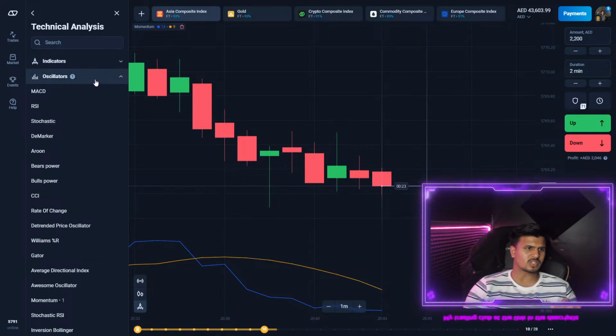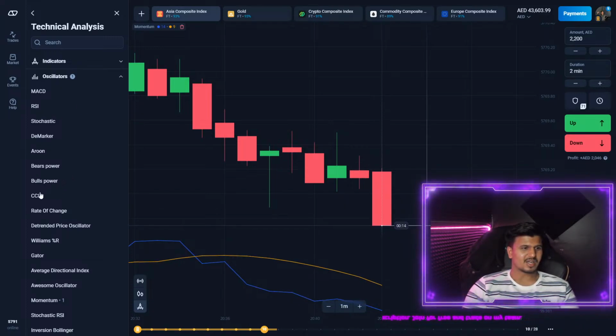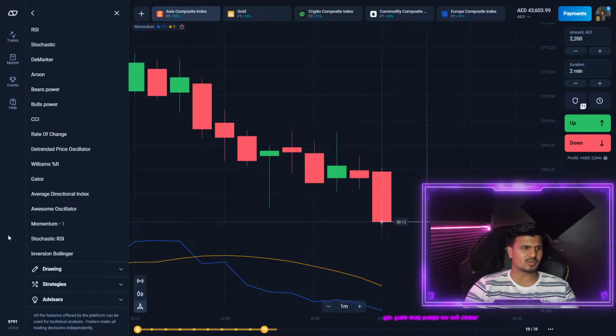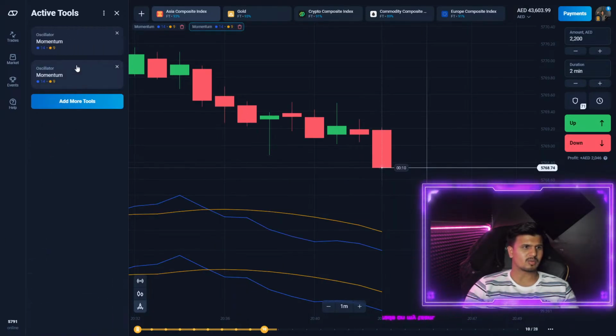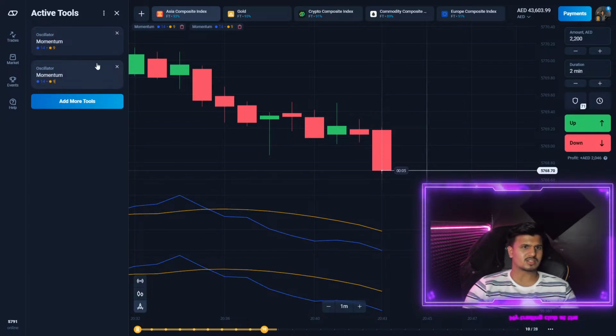Here I am using the oscillator only. As you can see, the list of oscillators: MACD, RSI, stochastic, DeMarker, Aroon, Bears power, Bulls power, Force Index, rate of change. And when you scroll down, then you will see momentum. So click on the momentum, and you will get two types of these momentum oscillators.